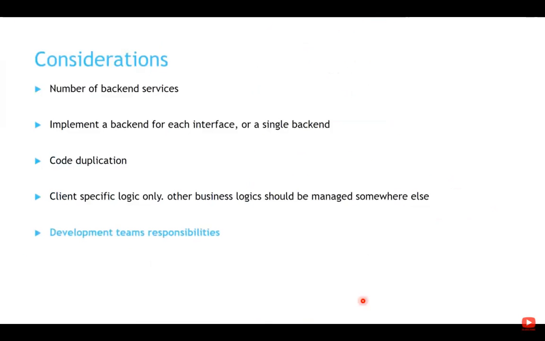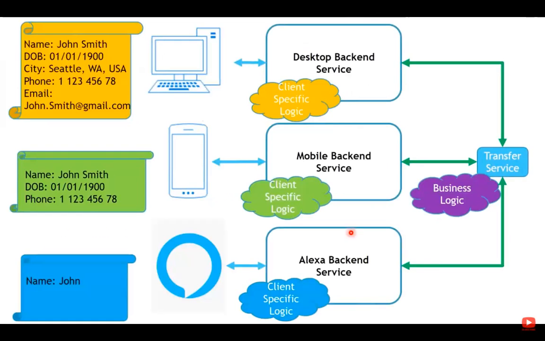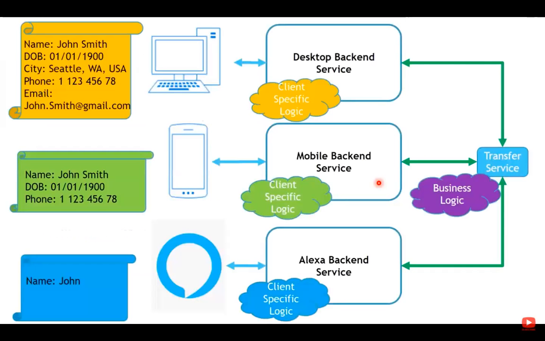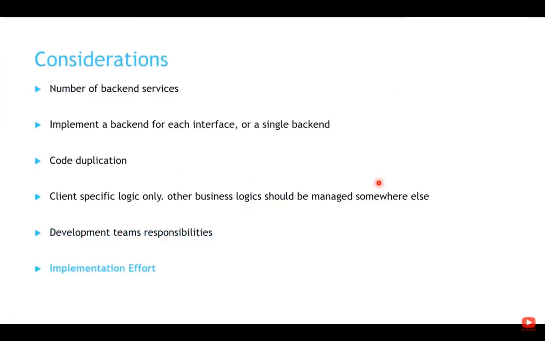Then, talking about development team responsibilities. Are you going to have each development team responsible for a backend service, or make all development teams responsible for everything? That depends on your operating model. Also, finally, the implementation effort. In addition to the coding and development, you need to be aware of the CI/CD pipeline, deployment effort, and debugging effort that you will have to do when implementing multiple backend services for your solution.